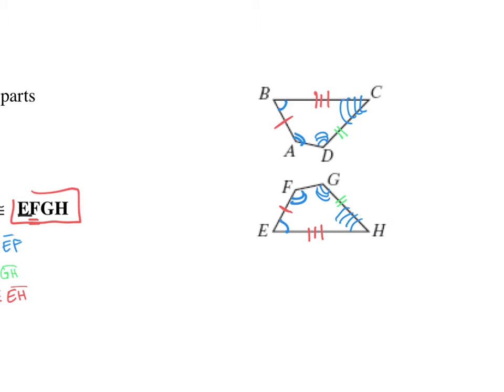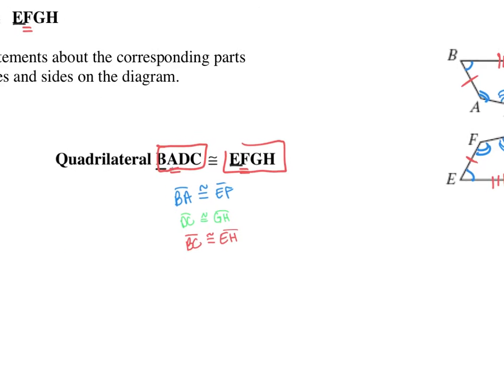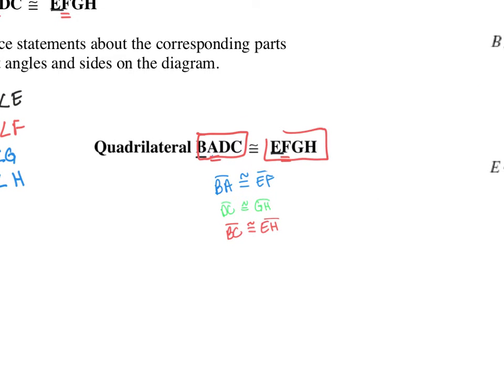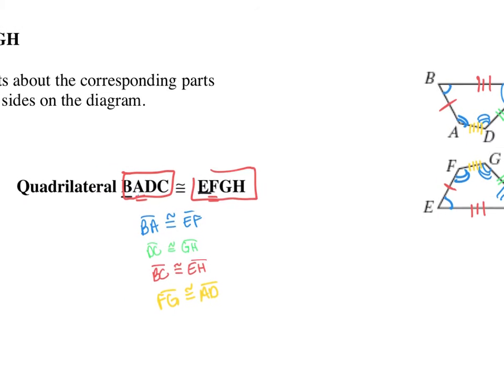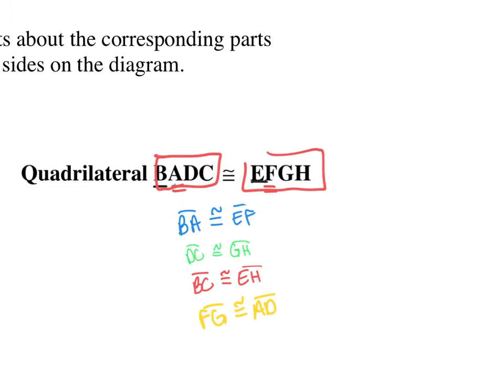And then by process of elimination, I haven't done my FG and AD, so I can say FG and AD are congruent. And then I would do four tick marks. 1, 2, 3, 4, 1, 2, 3, 4. So the reason why FG and AD are congruent is because of this.